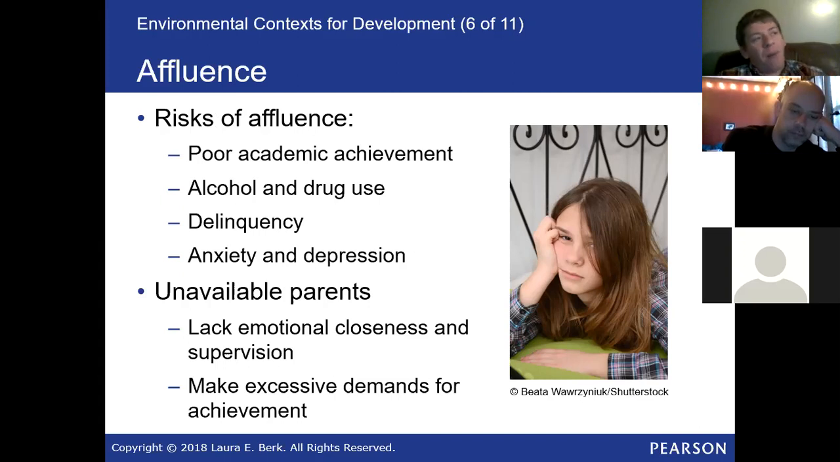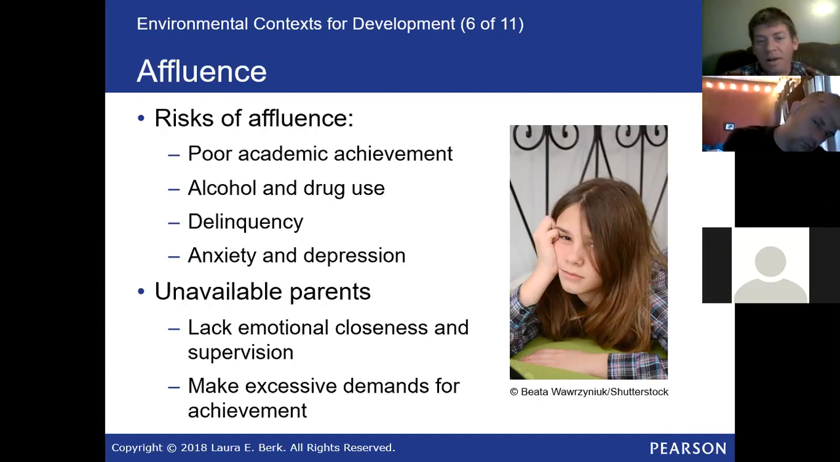So you would think, well, poverty's bad and affluence is good. Not necessarily, right? Being wealthy isn't always a good thing. So, what are some risks associated with having wealthy parents? Poor academic achievement, alcohol and substance abuse, delinquency, anxiety, depression.